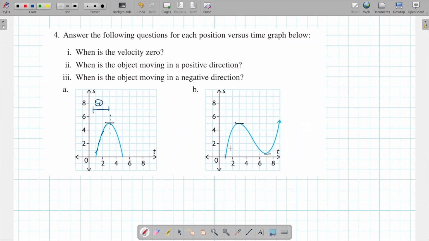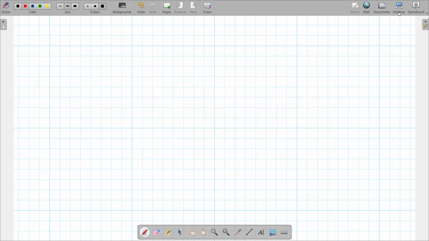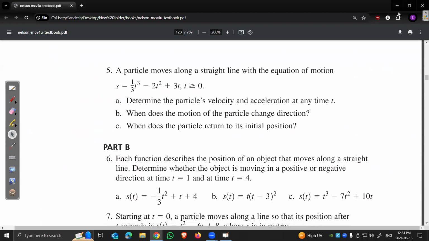Same thing for this guy. From here to here, all the tangent lines you draw will be positive. Same thing from here to here. It's positive right here, and it's negative right here and right here. That's it for this question. It's easy as that. That's all you have to do. So it's basically asking, can you draw tangent lines?